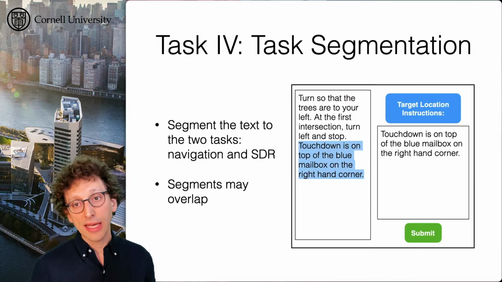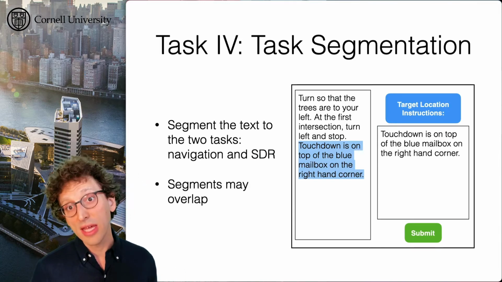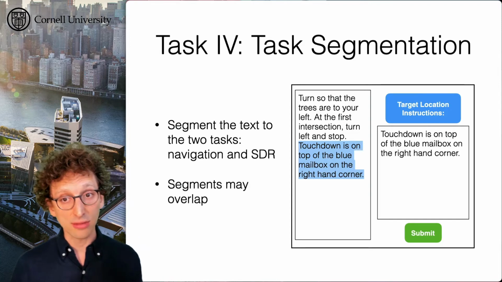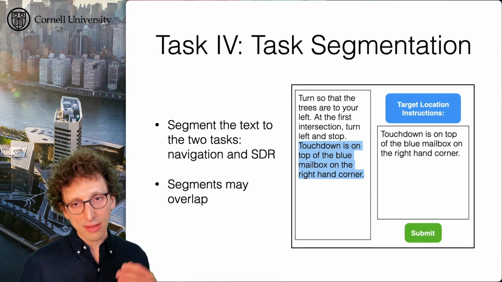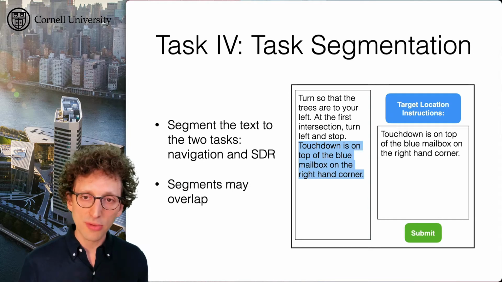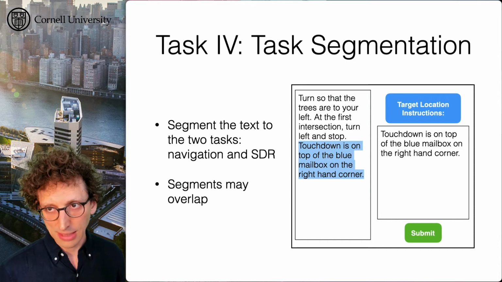Finally, we want to create two tasks from touchdown. So we want to be able to solve navigation and the spatial description resolution task independently. So we have a segmentation task where we ask workers to highlight the parts of the text that are for navigation and for SDR, and these may overlap.